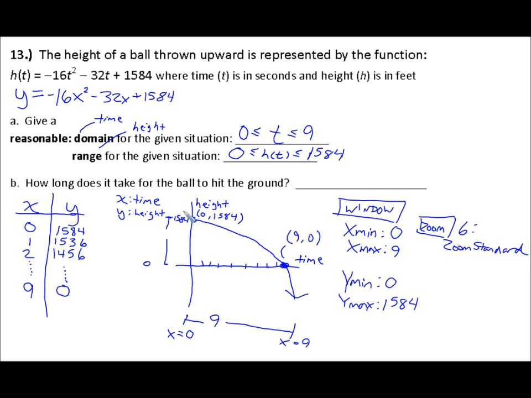So B says how long does it take the ball to hit the ground. You look at this root right here, which is at time equals 9, and just judging based on the graph and the table, it takes 9 seconds. That's when the height is back at 0.